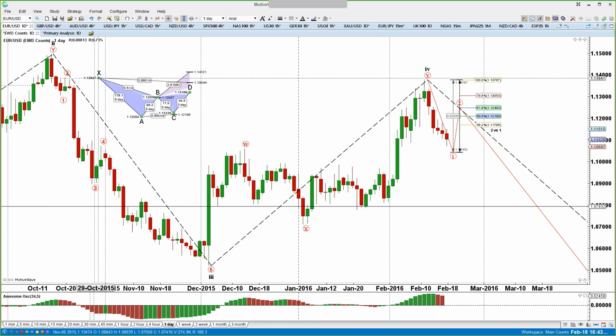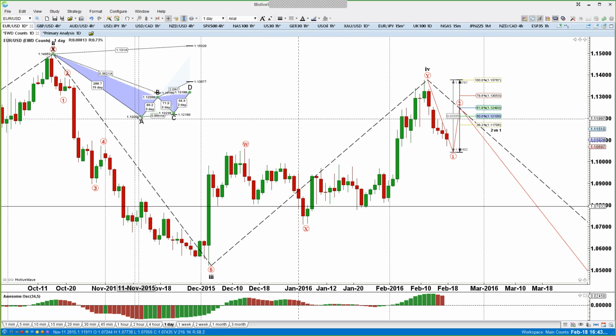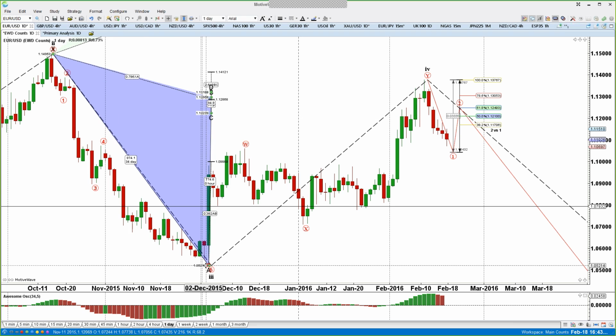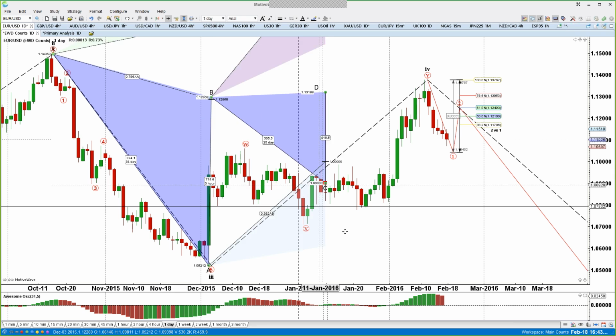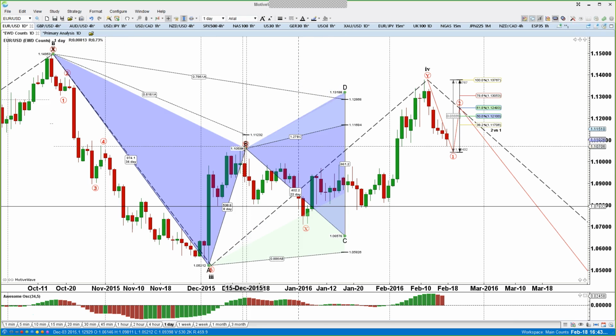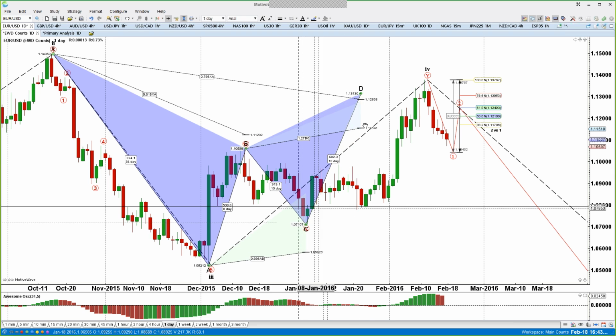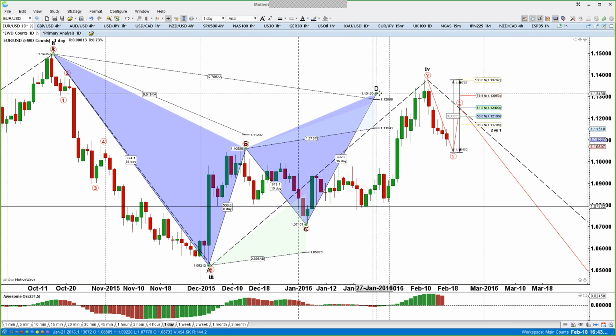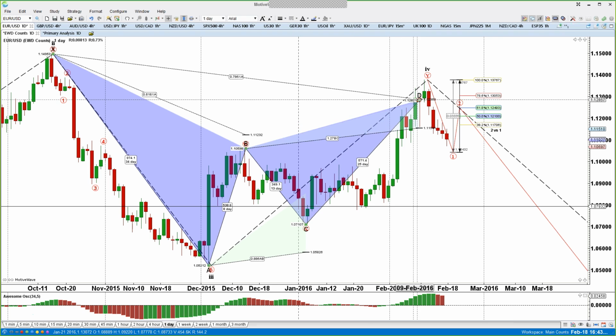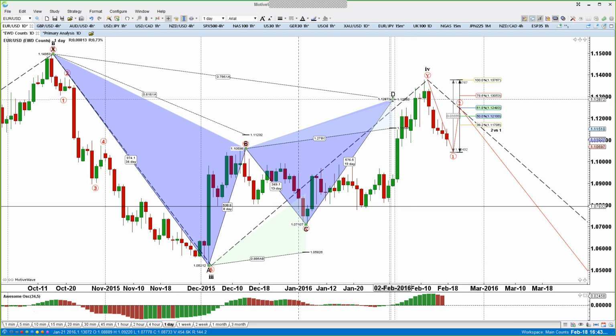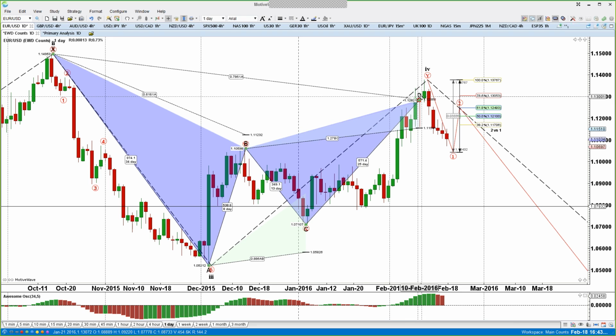Again, if you don't know about harmonics, don't worry. It's just a technique in order to find a precise level where we are expecting to see a reversal for a corrective wave in this case. The Gartley was saying that the reversal area for the euro was the 112.86. As you can see, the price went a little bit higher than the Gartley level.